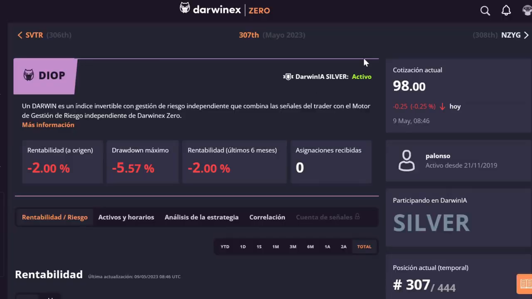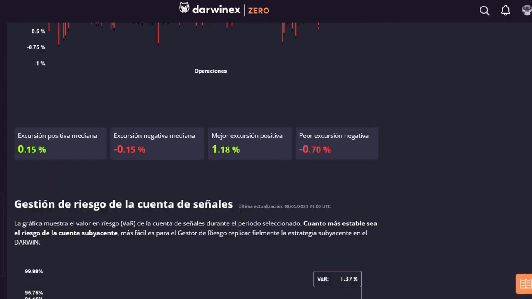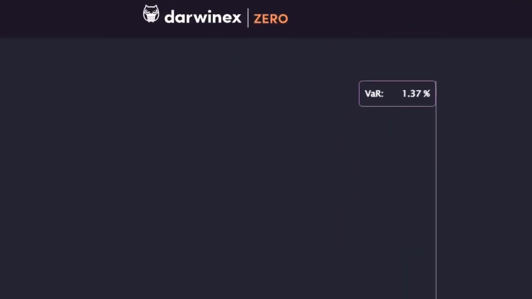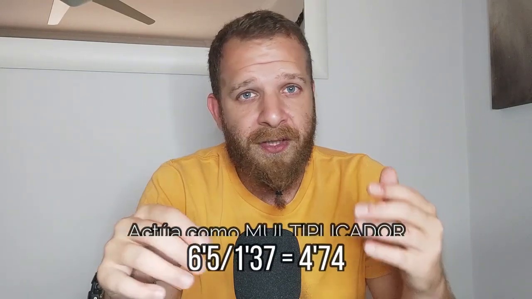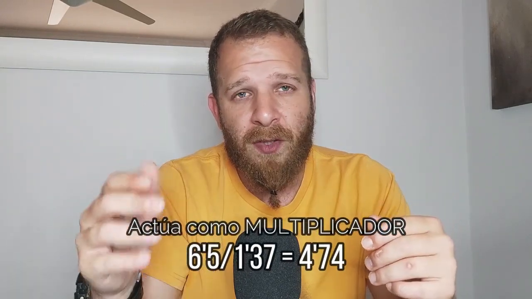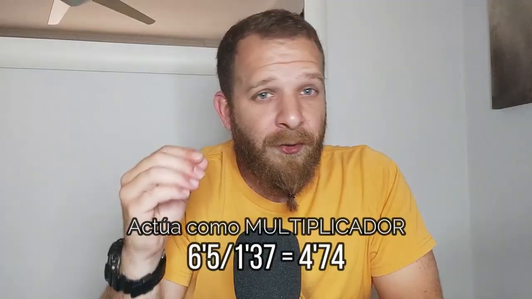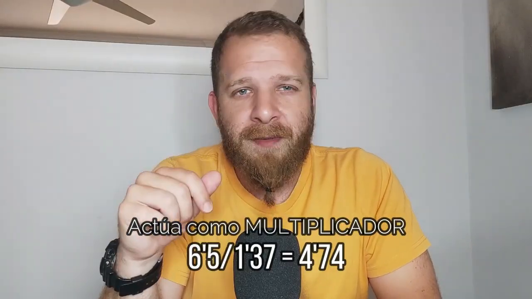Let's go back to the strategy analysis tab to check that this trader is operating in his underlying strategy with a risk of 1.37%. Therefore, the risk engine, to increase and reach the target 6.5% VaR, will multiply the leverage that the trader is using by a number greater than 1, so here it will indeed act as a multiplier. The calculation would be as follows: 6.5 divided by 1.37 equals 4.74. The multiplier will probably be around 4.74.